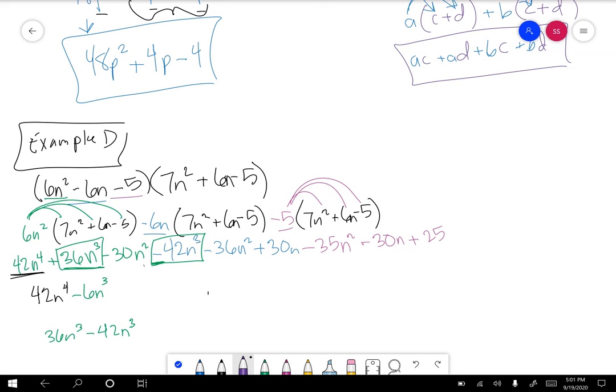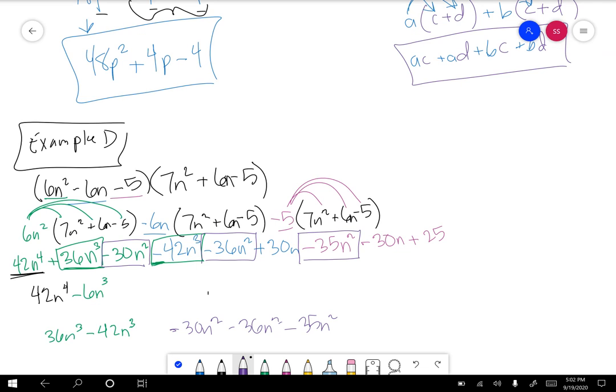Now we have n to the 2nd. There's all of our n to the 2nd terms, so let's combine those. I'm going to write them out and then we can combine them. Negative 30n squared minus 36n squared minus 35n squared. We're starting with the negative and just subtracting more, so I know it's going to be a big negative number.